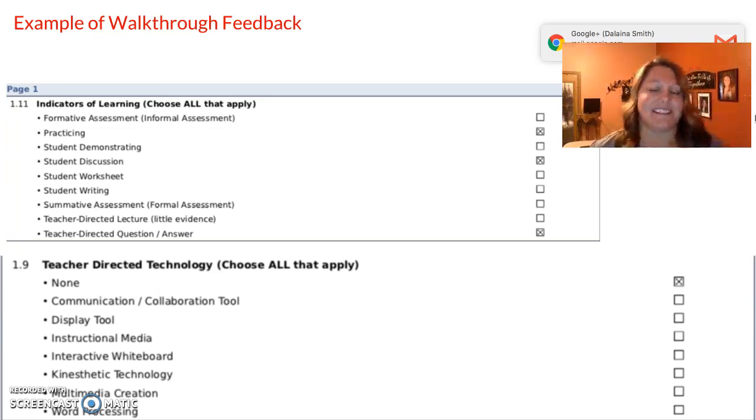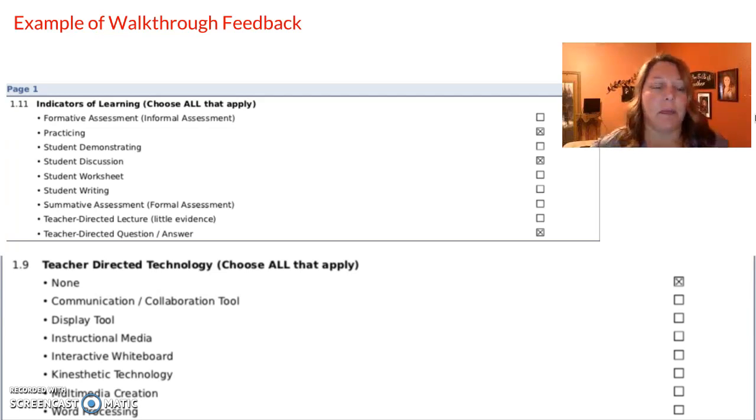And so I wouldn't say I'm getting counted off or points deducted. This is just a gentle reminder that says, hey, you need to use some form of technology in your classroom. That's our goal. That's what we need to work on.